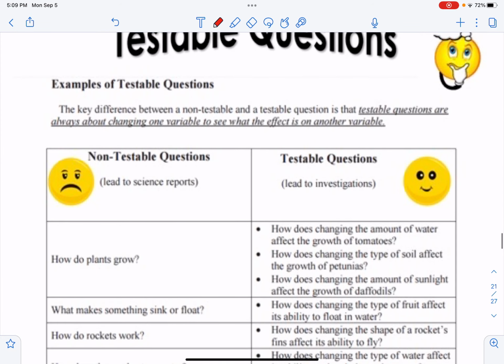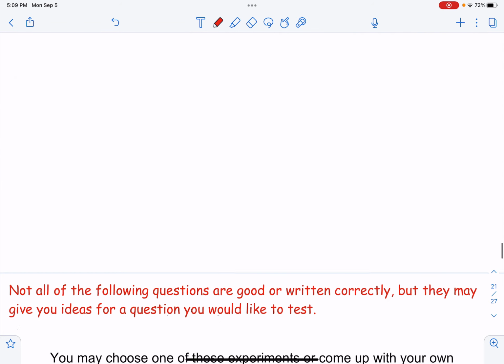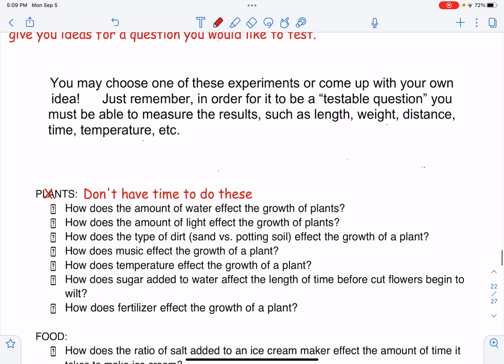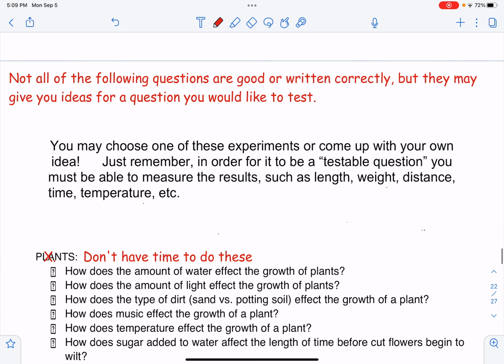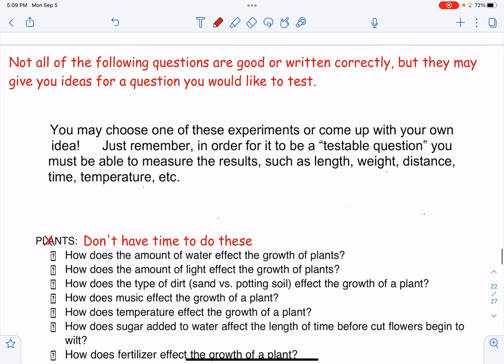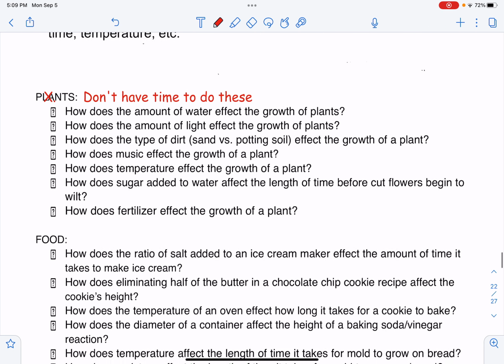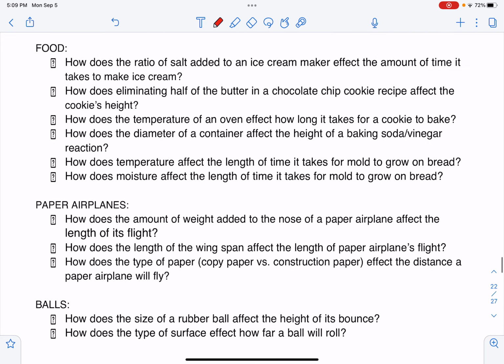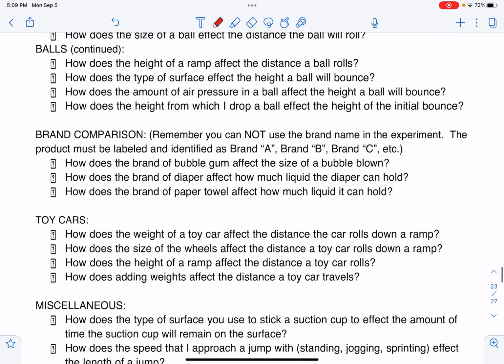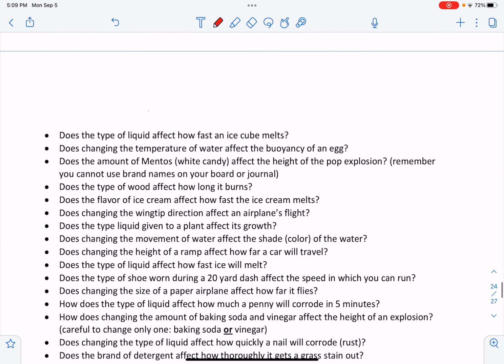All right, I have given you scads and scads of different questions. Not all of these are good, but all I did is I went online and typed in questions, simple science experiments that can be done with things in your kitchen. Easy science experiments. And you can see I came up with a whole lot here. Again, like I said, some of these are good, some of these aren't good.